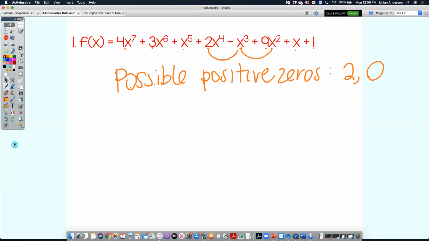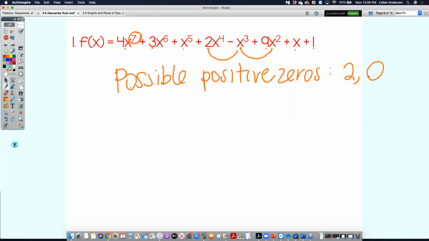Yes? So more like a minimum and maximum. Exactly. Because first off, how many zeros could I potentially have here? I can have 7, because that is the largest exponent in my polynomial. Descartes tells me how many positive ones I could possibly have and how many negative ones I could possibly have. Okay?